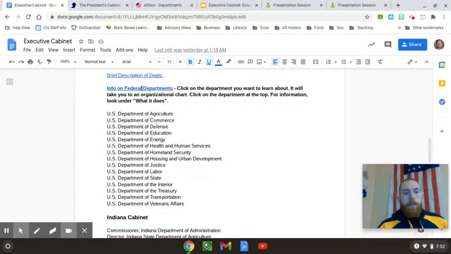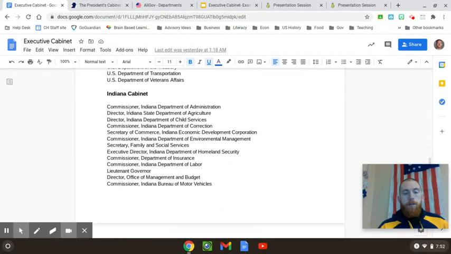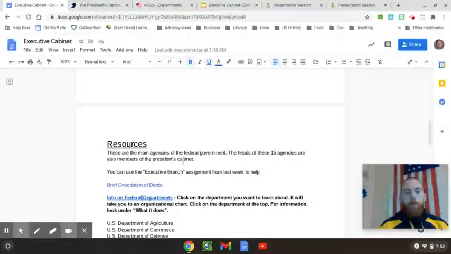So I'm going to go back here. So here's a list of all the departments. So you're going to want to pick 3 of these for the U.S. And then down here are the ones for the Indiana cabinet. So you can see there's some that are different, like Department of Child Services. That's not one that's in the U.S. There's also the Department of Insurance. So some of these are different. So you'll want to pick 2 from this as well.